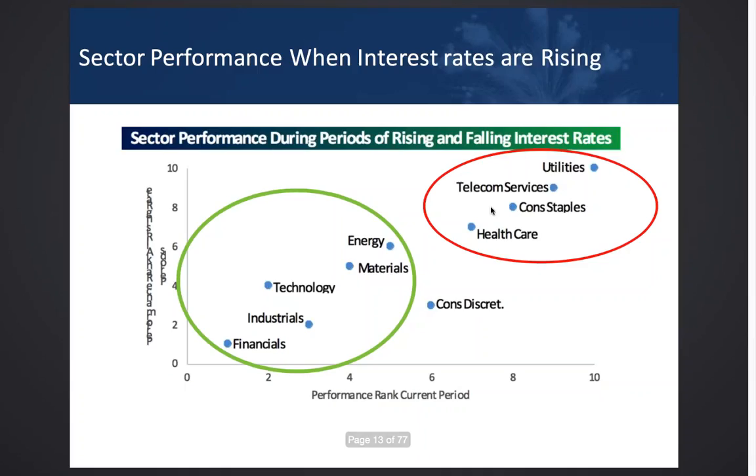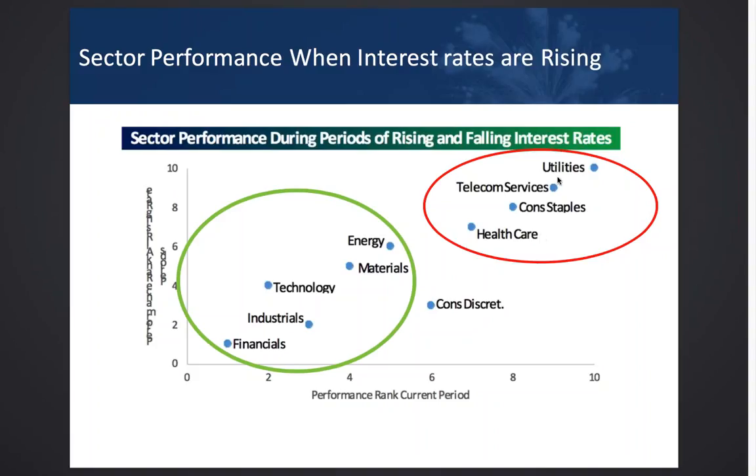And there's one thing you should know about periods of rising interest rates. This chart is based on 50 years of market history. During periods of rising interest rates, 5 sectors have year in and year out outperformed the market. Financials, industrials, technology, energy, and materials do well in periods of rising interest rates. 4 sectors do poorly: utilities, telecom, consumer staples, and healthcare.